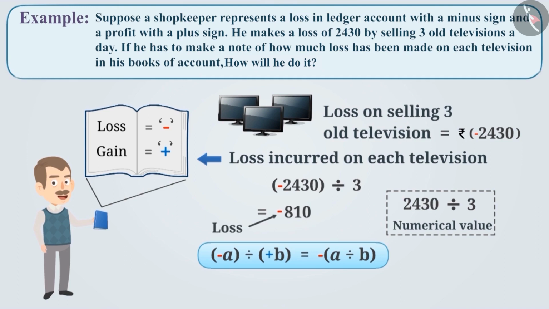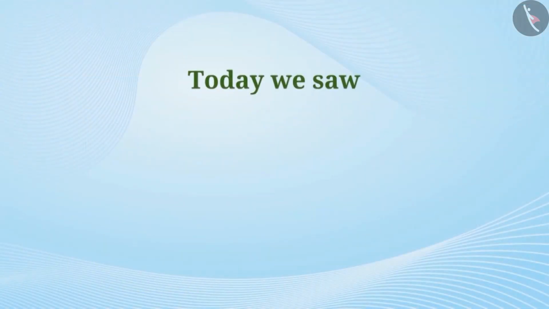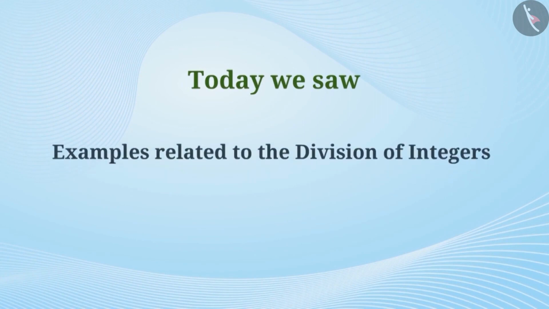Here, the minus sign shows that the shopkeeper has incurred a loss of 810 rupees on each television. Hence, he will mention minus 810 in his ledger. Today we have seen examples related to division of integers. In the next video, we will clear up certain misconceptions related to them.